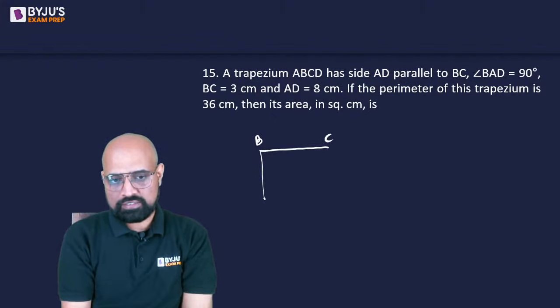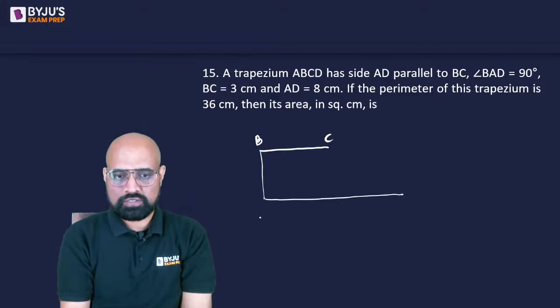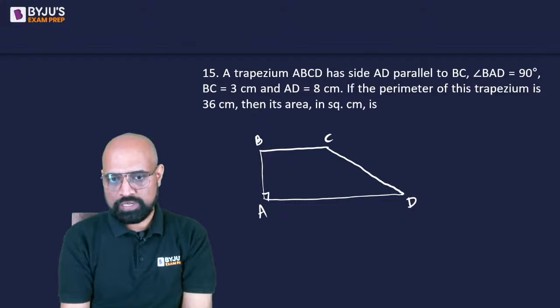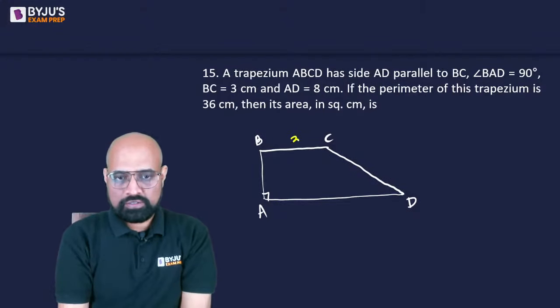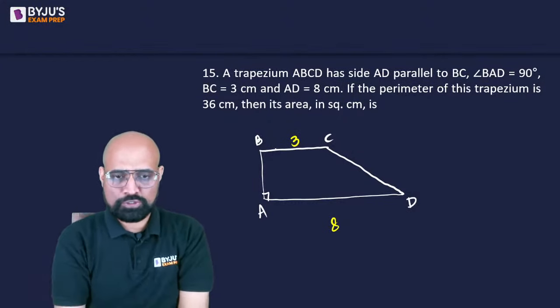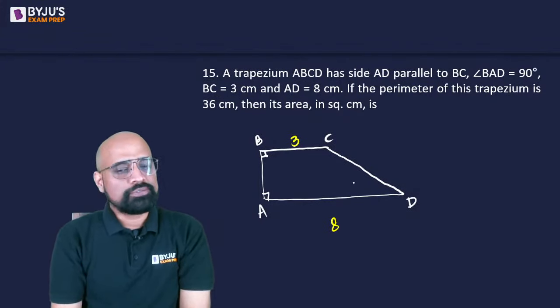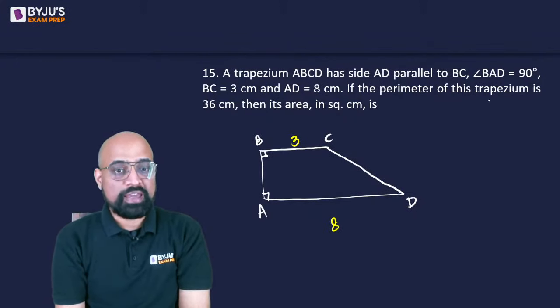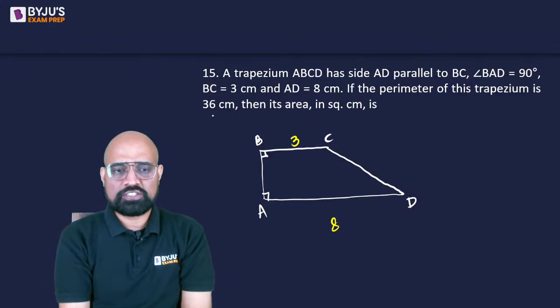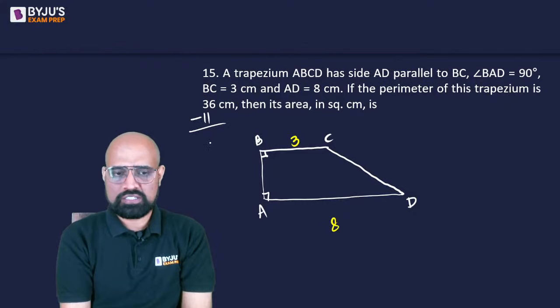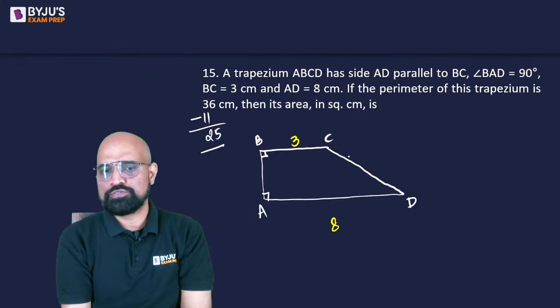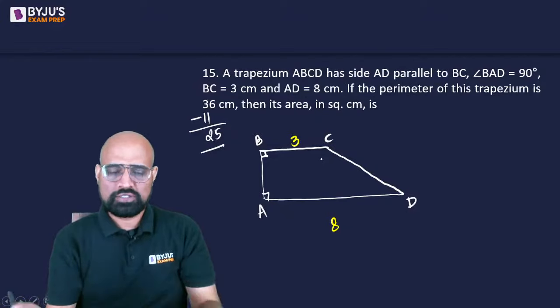So that tells us the figure looks something like this. This is 90 and this should be larger, so 3, and this side is 8. Since this is 90, we are supposed to have 90 degrees at B as well, right? We have to find the area of this trapezium if the perimeter is given as 36. Out of 36, we already have 11, 8 plus 3, so we are left with 25. So 25 should be the sum of these two non-parallel sides.